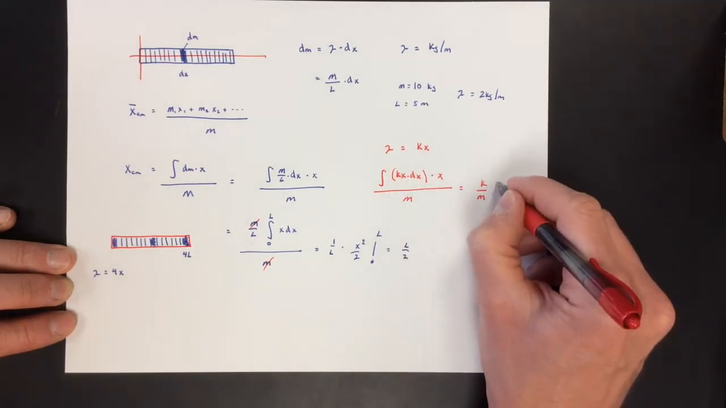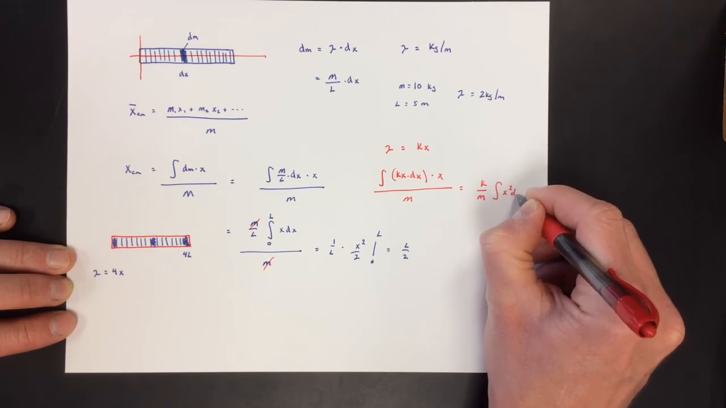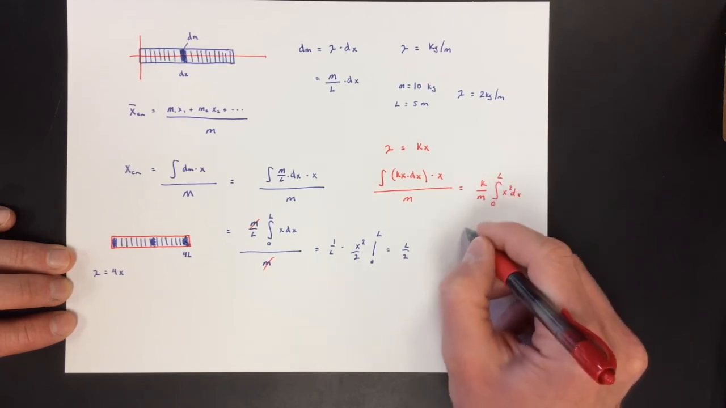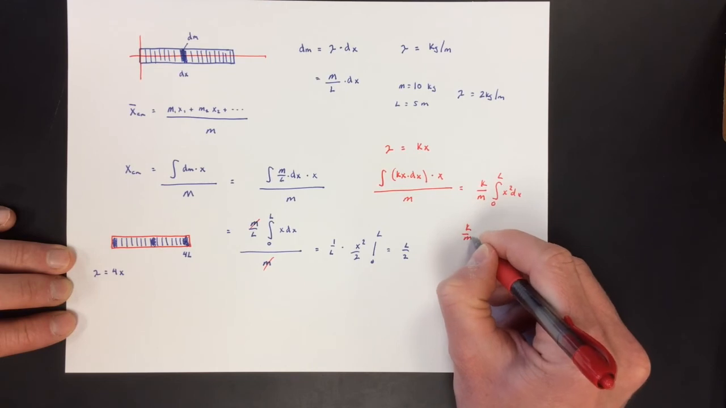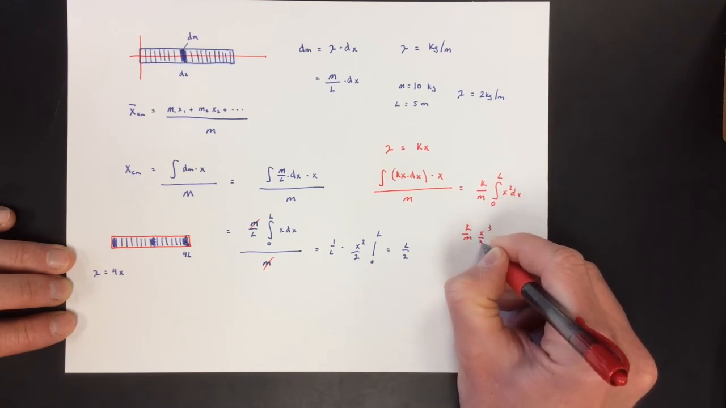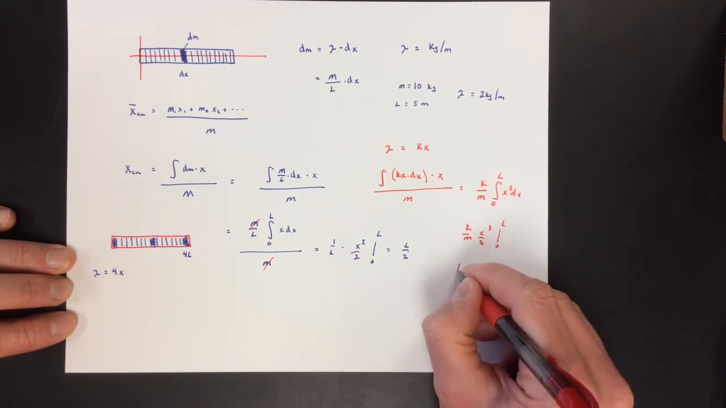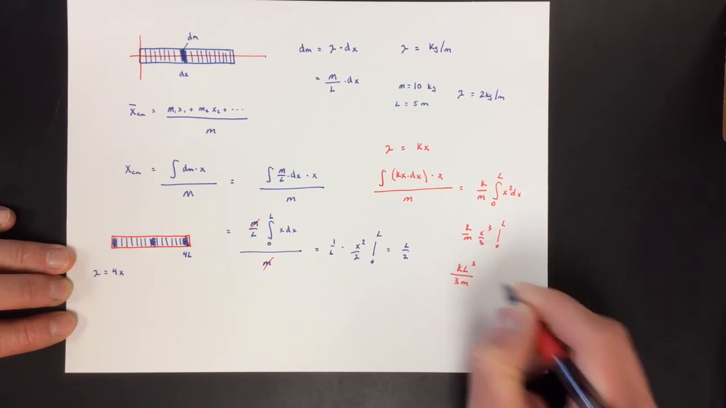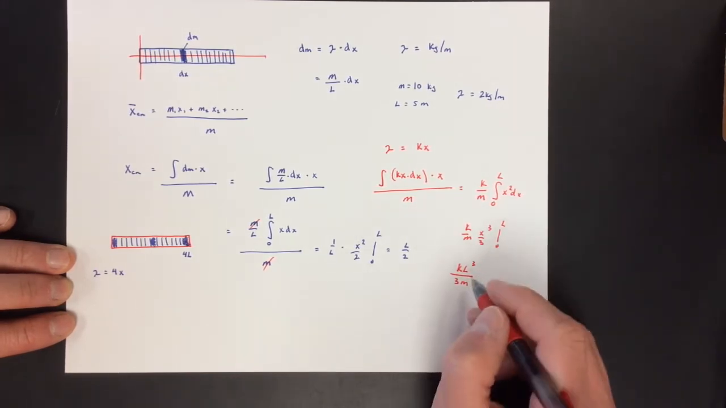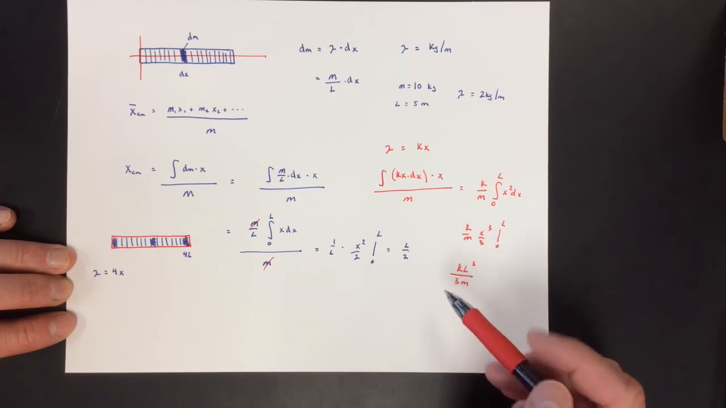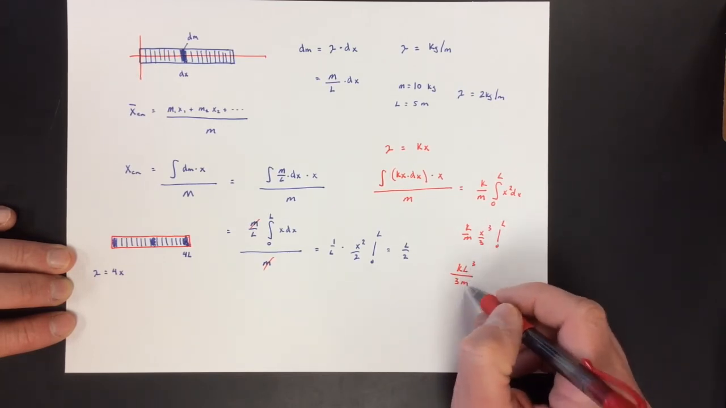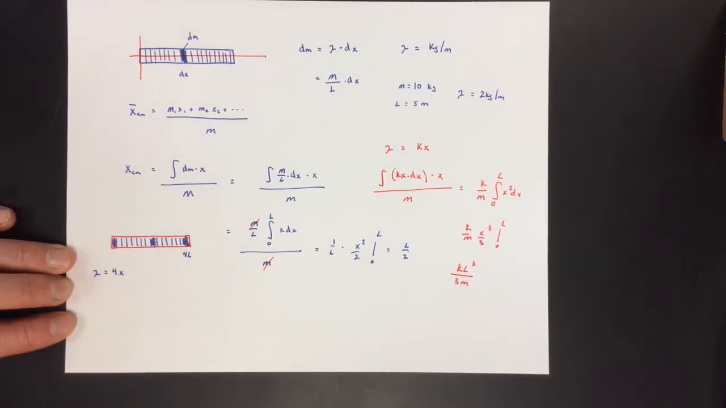Okay, and now we end up integrating x squared dx from 0 to L, and we get k over m, x cubed over 3 from 0 to L, and we get kL cubed over 3m. Okay, that's the center of mass. And so the center of mass is a function of k, L, and m. And you're like, wait a second here. What is then m in terms of k and L?